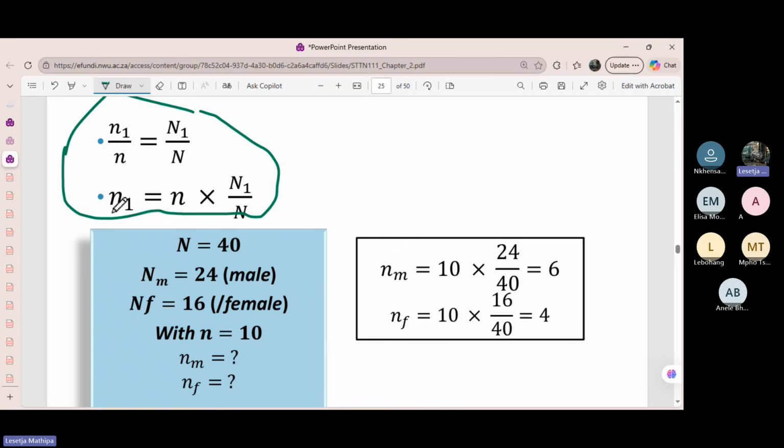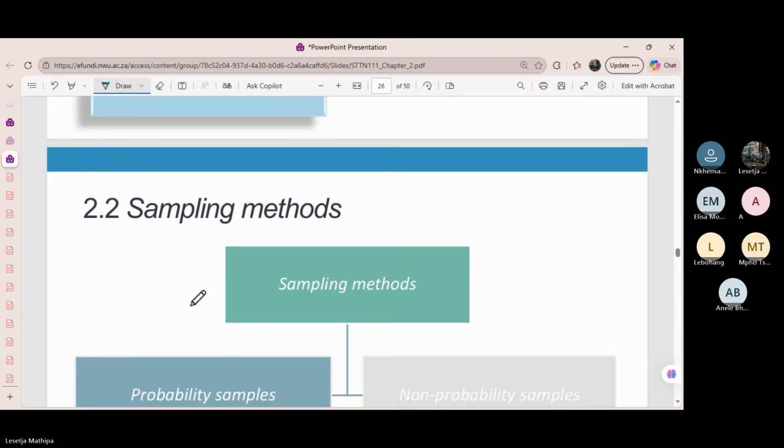Now, when you look at the sample size of the male, how do you get it? You use 10 as the sample size, multiply by capital N_M, which is the population size of that stratum of male, 24, and divide by 40. You get 6. For the other one, you do the same: you divide by 40, and you get 4.